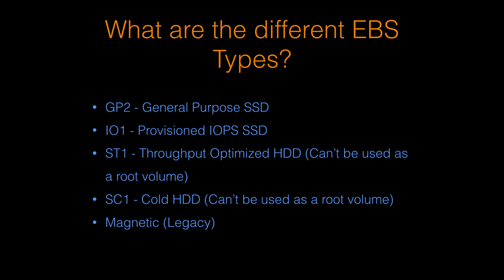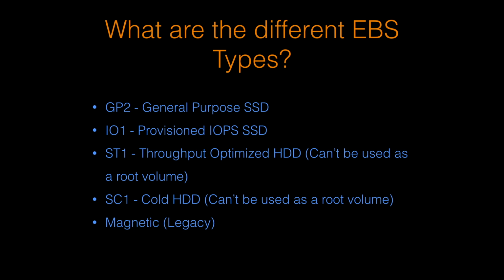What are the different EBS volume types? GP2 is the most common general purpose SSD backed EBS storage. IO1 is provisioned IOPS storage. ST1 and SC1 are throughput optimized HDD storage and cold HDD. Now you'll notice that I've got in brackets here that they can't be used as a root volume. What that means is that they're not designed for operating system boot up, they're designed for different workloads. And we've also got magnetic there, which is a legacy EBS volume type.